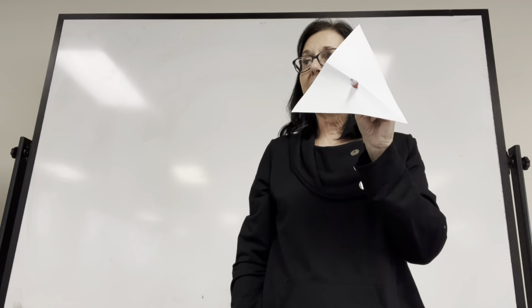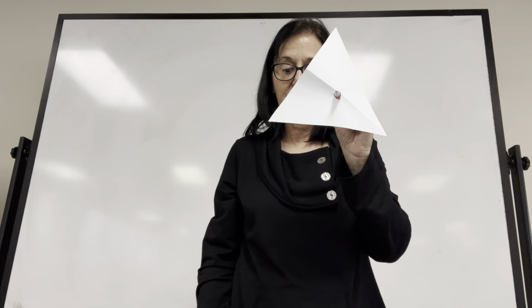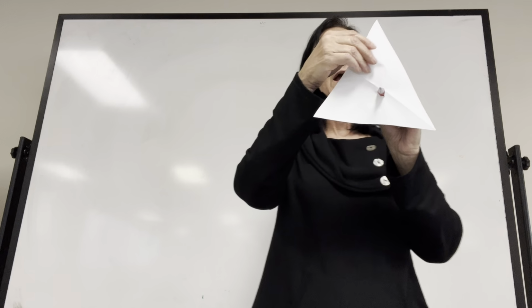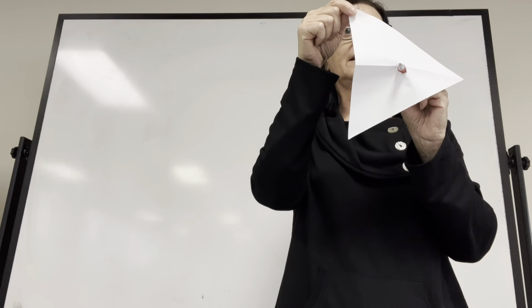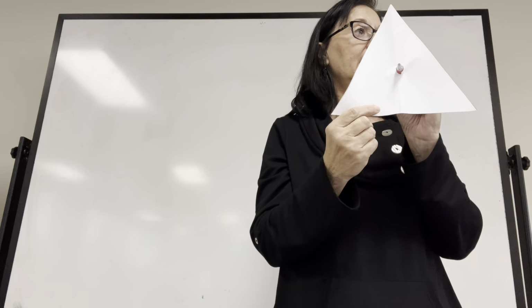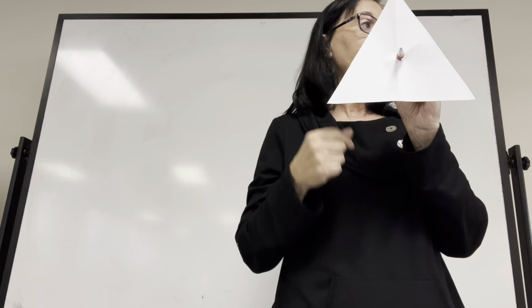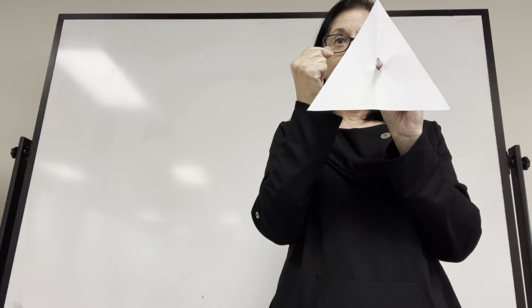This is called rotation symmetry. A figure has rotation symmetry if I can rotate it about some degrees less than 360, such that when I rotate it, it looks exactly the same.